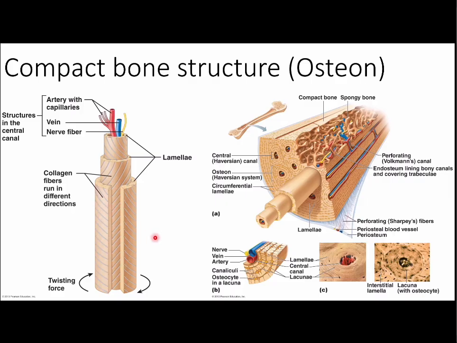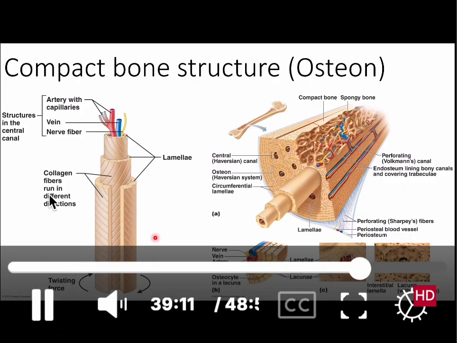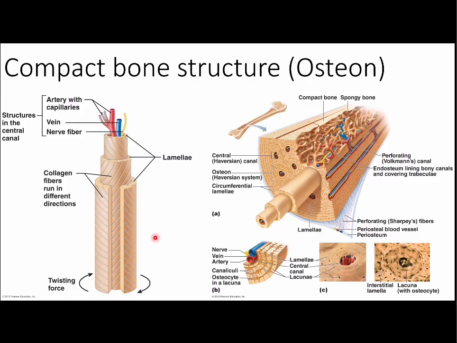Having these collagen fibers run in different directions helps your bone resist twisting forces, or torsional forces. So I can put my fist down on something and then twist my arm, and it's not going to break the bones in my arm. It's not going to break my ulna and my radius or my humerus. One of the reasons why is the direction that these collagen fibers run in your lamellae. And the space between these collagen fibers is filled by crystals of bone salts.